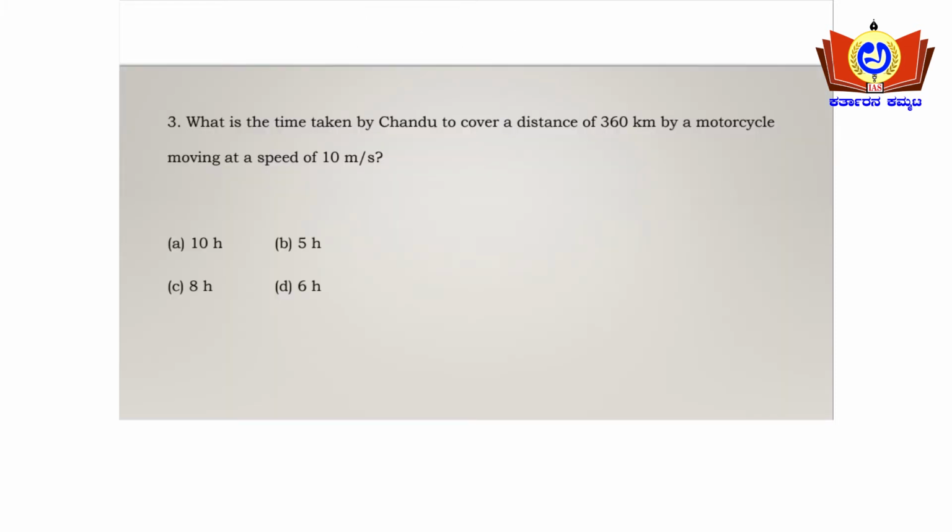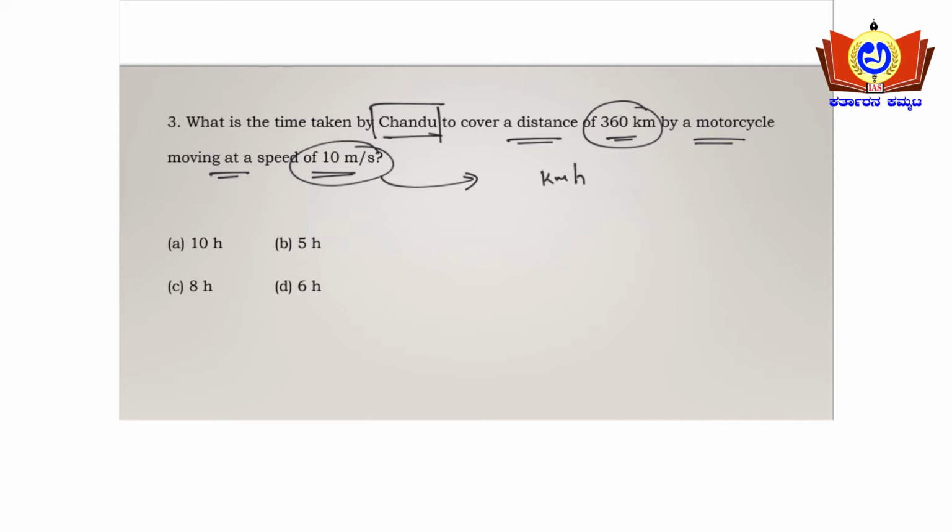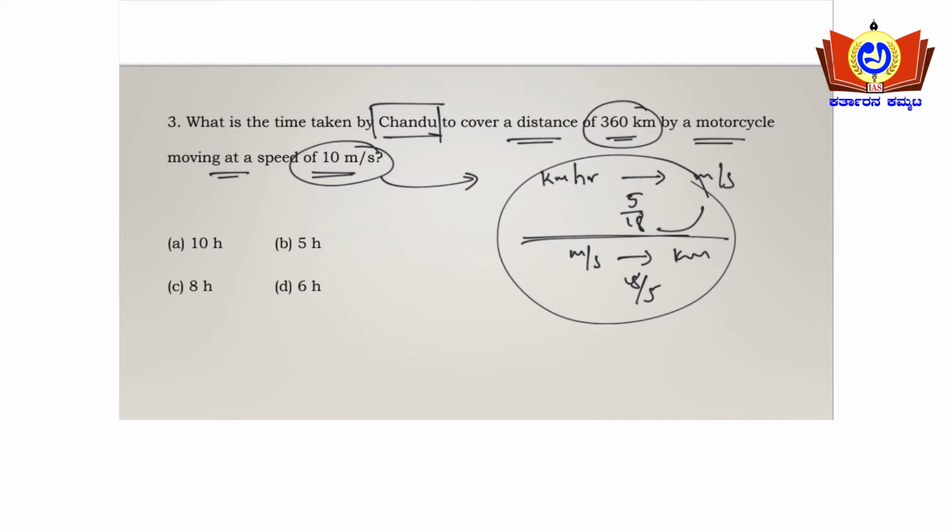What is the time taken by Chandu to cover a distance of 360 kilometers by a motorcycle moving at a speed of 10 meters per second? Okay, it's very simple. It's actually conversion here. So from kilometer per hour to meter per second, what you need to multiply is 5 by 18. So vice versa, when you are converting meter per second to kilometer per hour, that is 18 by 5. This I have discussed, right? So the same concept you need to apply here.